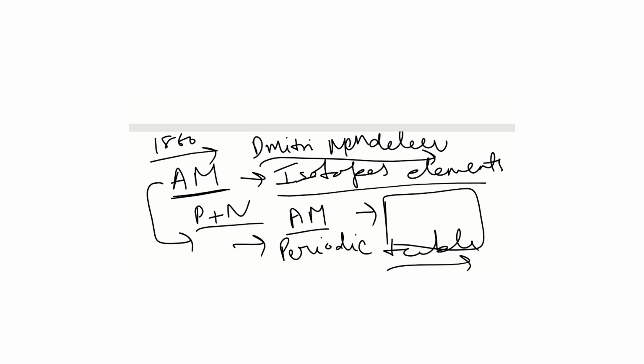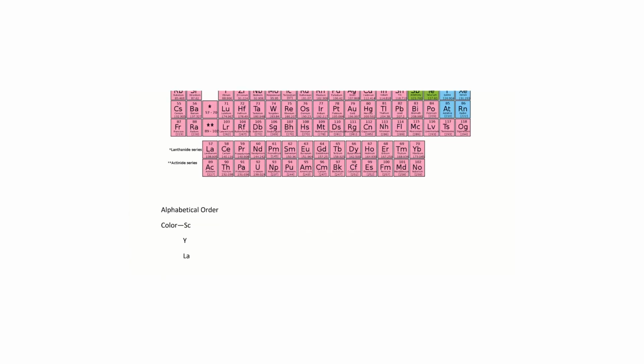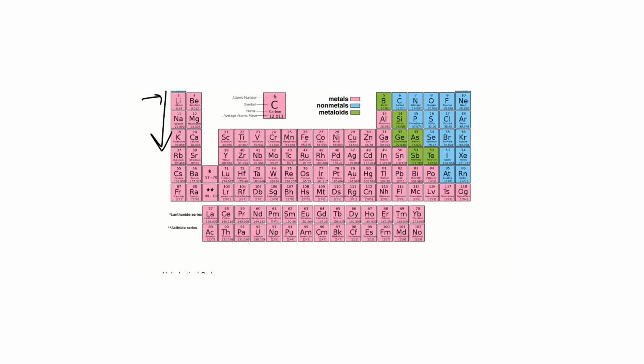He also left gaps in this table wherever he thought there was a break in the pattern of the properties. Although most of the elements are in a pattern, there are some which are out of order. For example, if you look in this table, this is the modern periodic table, there are tellurium, Te, and iodine.